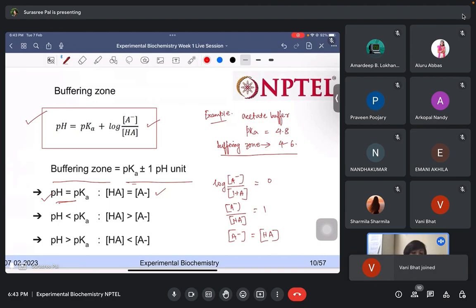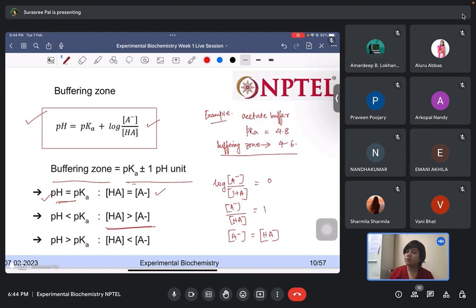Now what happens when pH is less than pK? Then this will be a negative value, and therefore the concentration of HA will be greater than the concentration of A minus. So the acid part will be more dominant. The uncharged part, or this acid part, will be more dominant than the conjugate base. The concentration of the acid will be much more than that of the conjugate base.